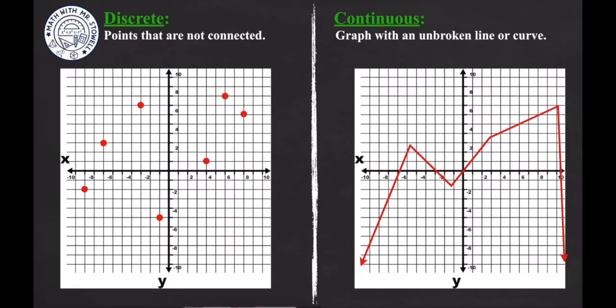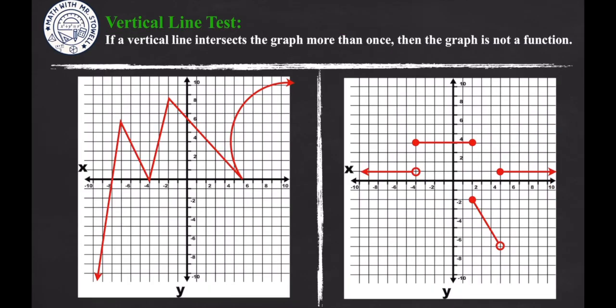A relation or function is discrete whenever the points are not connected. It has a clear starting point and a clear ending point. A relation or function is continuous if we have a graph that is unbroken and we represent it with a line or a curve. We can test to see if a relation is a function by using the vertical line test. The vertical line test says that if a vertical line intersects a graph more than once, then the graph is not a function.